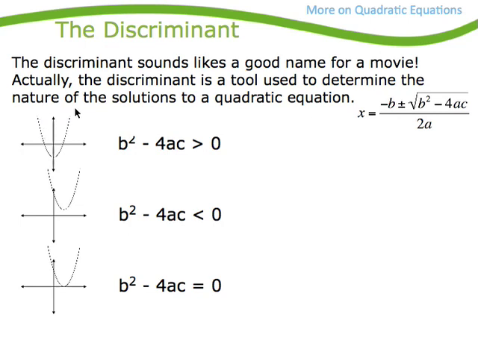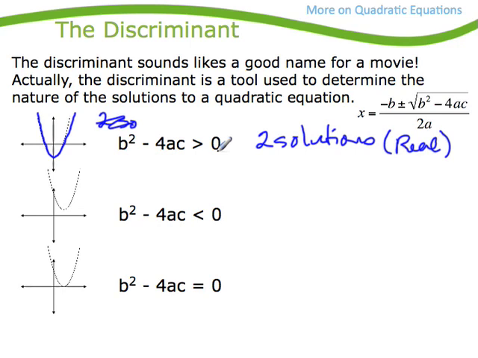So the first thing we'll talk about is something called a discriminant. It turns out that when I have a quadratic equation, or when I look at the graph of it, there are three different possible results. I could have a quadratic graph or parabola that goes through the x-axis twice. If it goes through the x-axis twice, I'm going to get two solutions for that graph, and the two solutions are real number solutions.